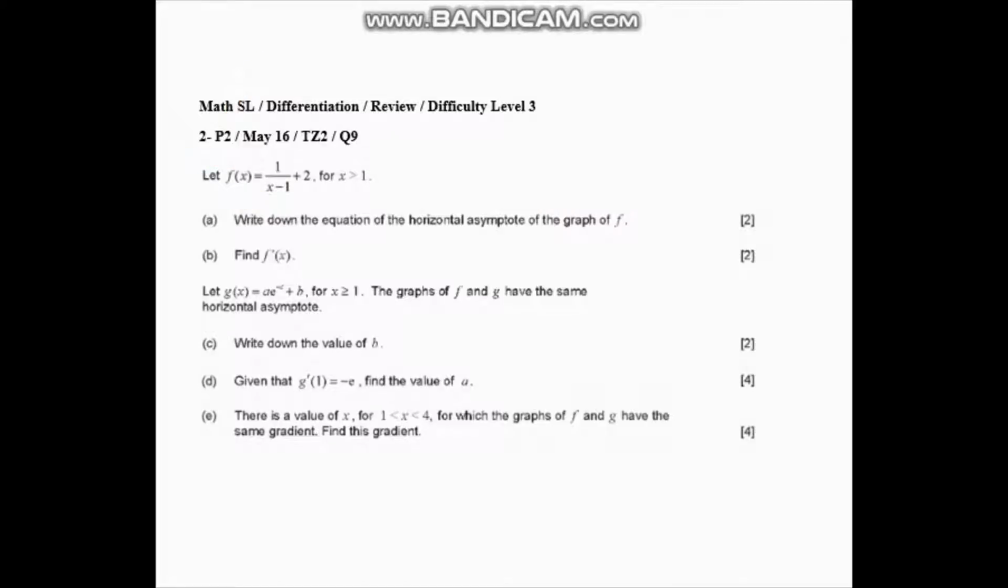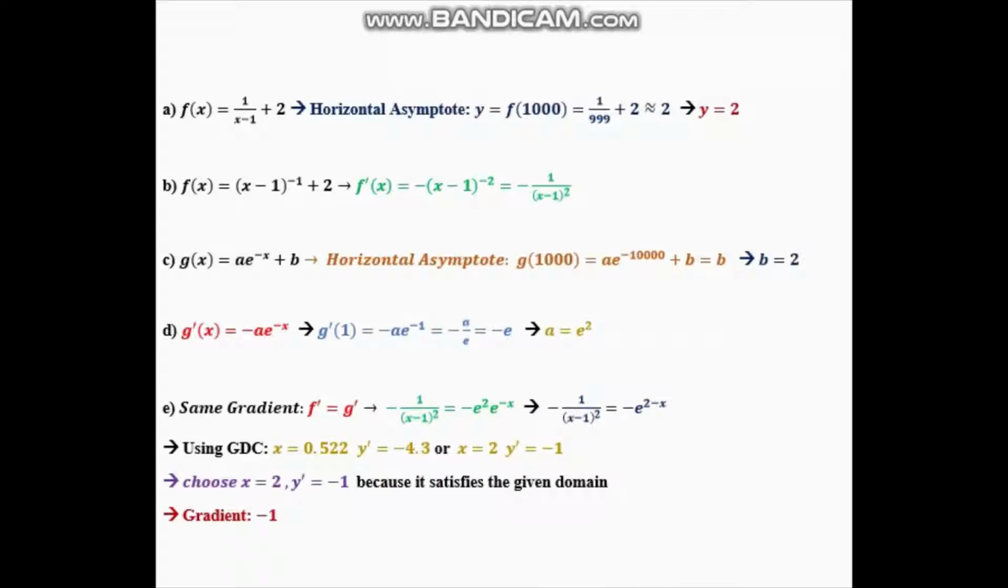So if I set x to 1 million, for example, 1 million minus 1 is approximately 1 million. So what is 1 over 1 million plus 2? So 1 over 1 million is a very small number, 0.000001. So this number added to 2 is approximately equal to 2. Hence, setting x as a huge number here cancels out this term entirely, and what you have remaining is 2. Hence, the equation of the horizontal asymptote is y equals 2. So there is your answer to question A.